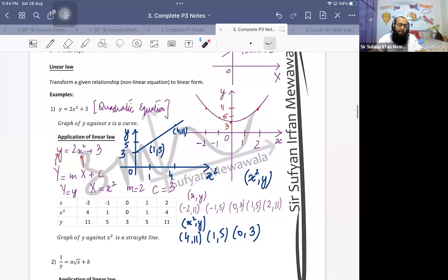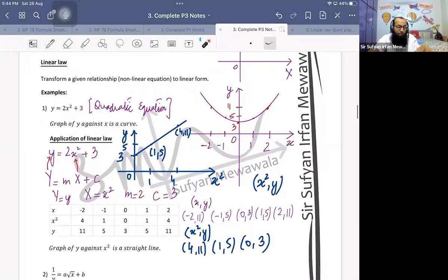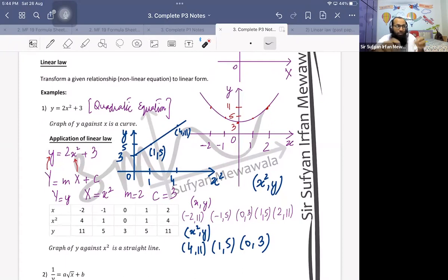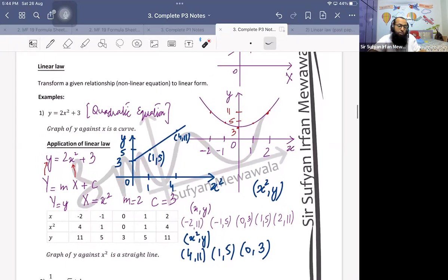So by changing the axis, by changing the variables that we take on the axis, we have transformed a non-linear equation to linear form.